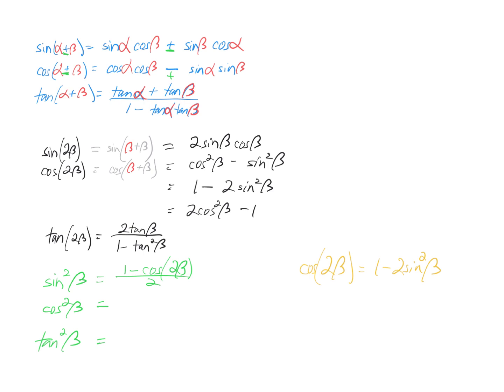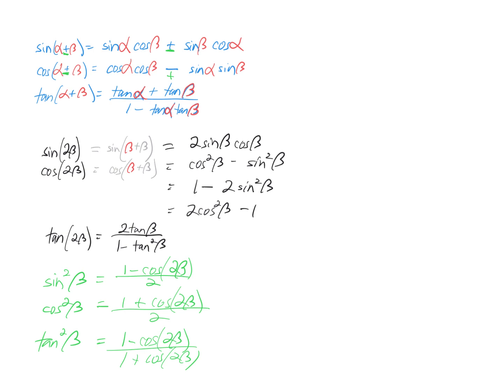And if we use this one, cosine of 2 beta is 2 cosine squared of beta minus 1. Then cosine squared will equal 1 plus cosine of 2 beta over 2. Finally, for tangent squared, that will be equal to sine squared divided by cosine squared. The 2's cancel out, and we're left with 1 minus cosine of 2 beta divided by 1 plus cosine of 2 beta.